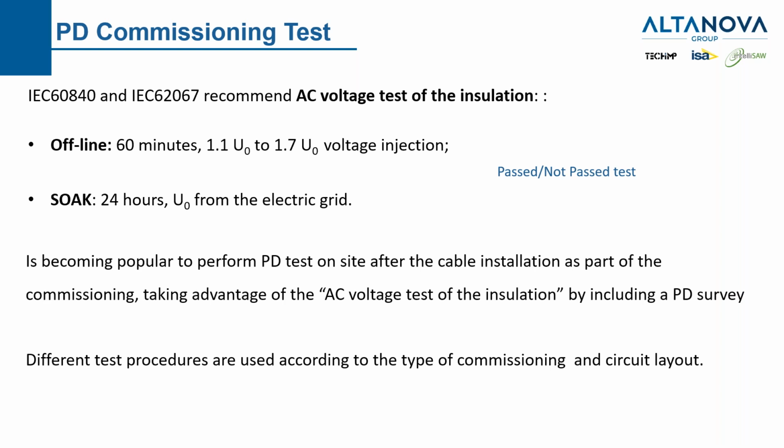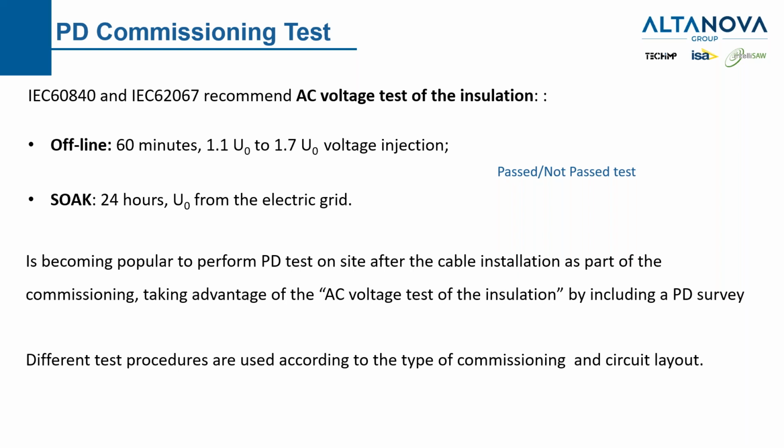These tests are pass, not passed. So if we have a fault, the test is not passed. Consider that we can pass the AC voltage test even if the cable has partial discharge. They are making two different jobs. The AC voltage test is a voltage injection, pass, not passed. The PD test is something to detect if, even if the cable can pass the AC voltage test, there are some small defects that are not supposed to be there.